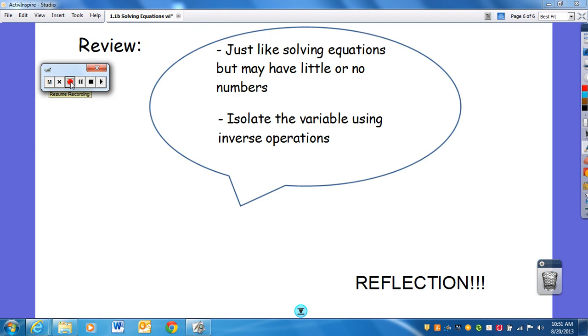So when we want to solve an equation where we are simply getting a variable by itself so that we have another expression, we are solving it just like we did the other equations, but there may be little or no numbers to work with. And our job is to isolate the variable using inverse operations.